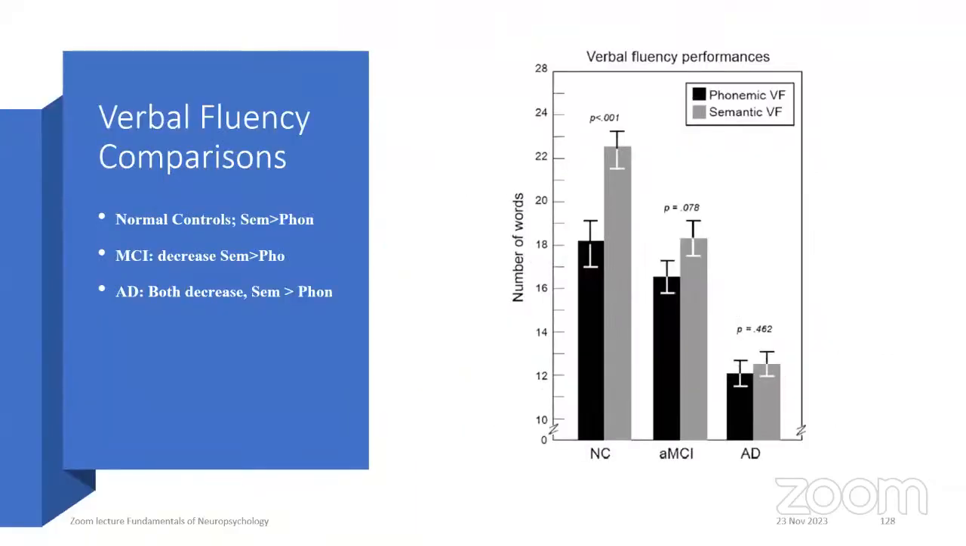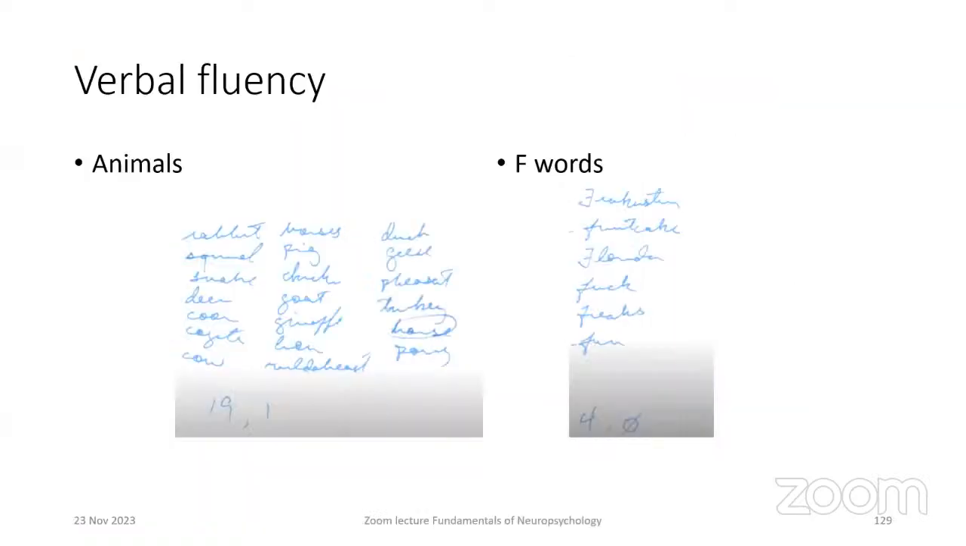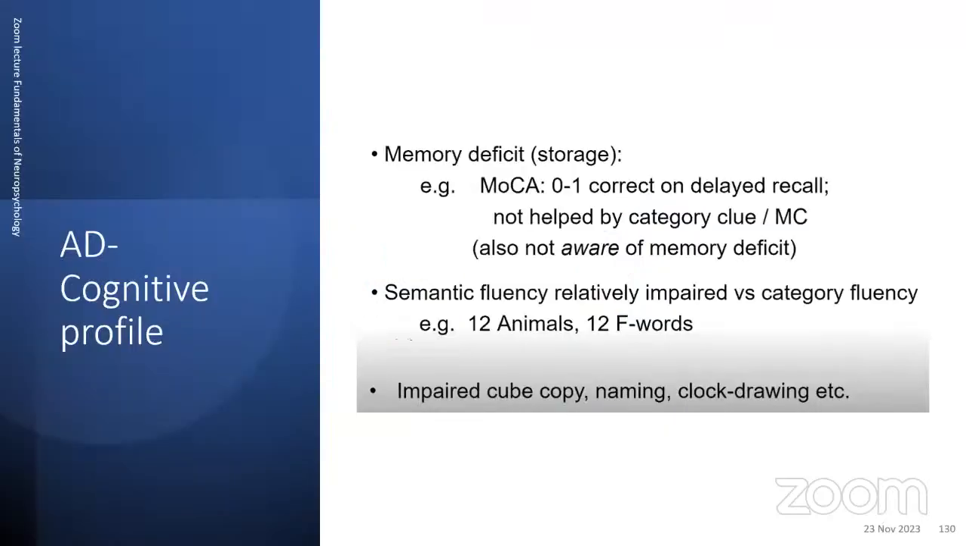For the verbal fluency comparisons, you can see the normal controls: semantic is more than phonemic. This is phonemic, the black one. Semantic is more. In mild cognitive impairment, there is a decrease in semantic, which falls more than phonemic. You see, semantic has come down in mild cognitive impairment. In AD, both semantic fluency and phonemic fluency come down. So these are the animals, how you do the test and how to generate the word lists.